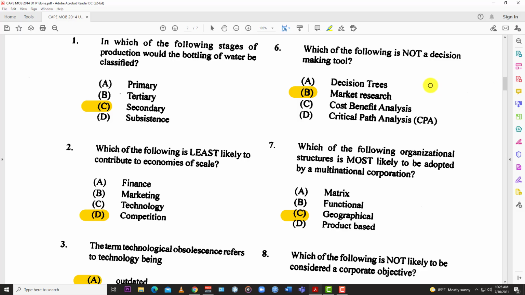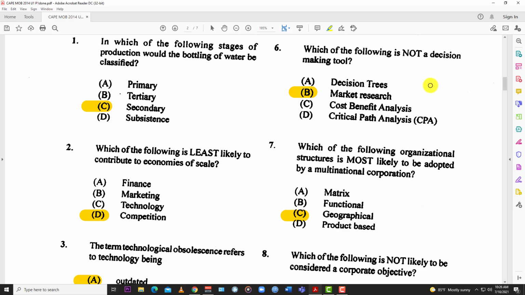Then we have the critical path analysis, again the CPA, that can be used to make certain decisions because that tells you how certain things should be done, the time frame in which certain things can be done, and so you know how to approach certain decisions.